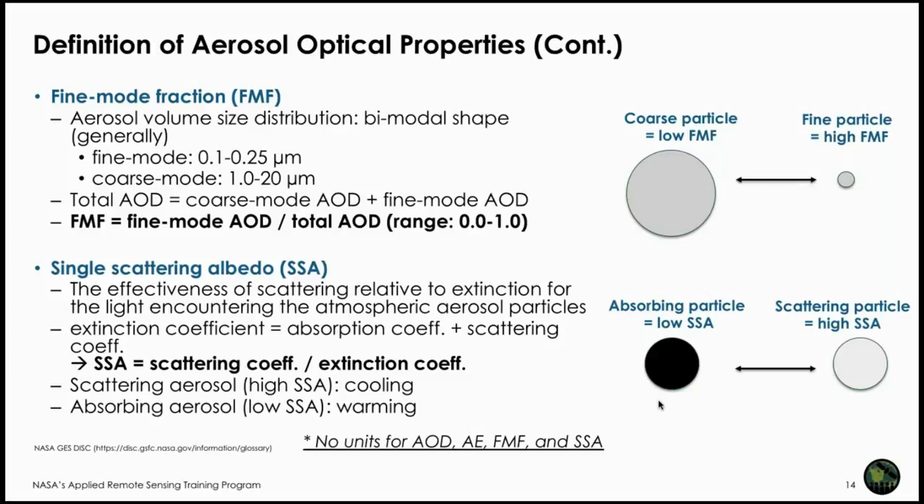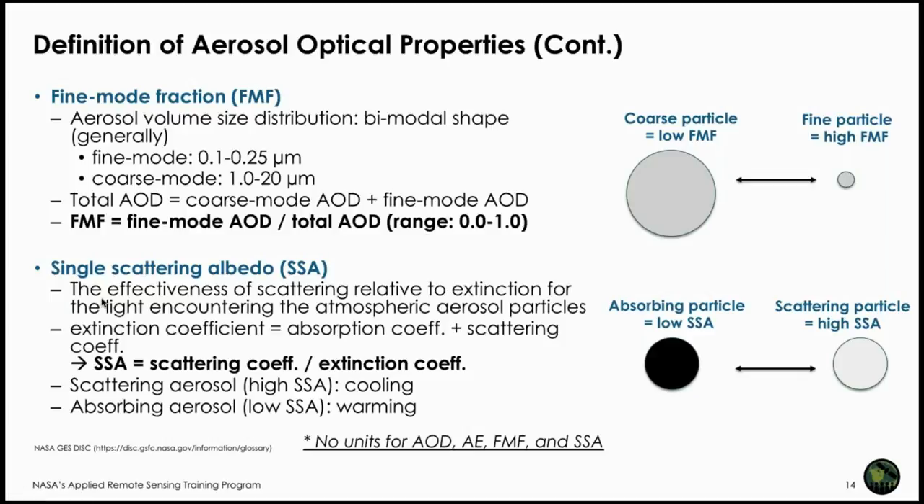The next definition is the fine mode fraction, FMF. This fine mode fraction is based on the aerosol volume size distribution. Generally, aerosols have a bimodal shape, like fine mode particles and coarse mode particles. And the fine mode fraction means the total fine mode AOD divided by the total AOD. So its range is 0 to 1. If coarse particles are dominant in the atmosphere, that atmosphere should have a low fine mode fraction, and vice versa. When fine particles are dominant, it should have a high fine mode fraction.